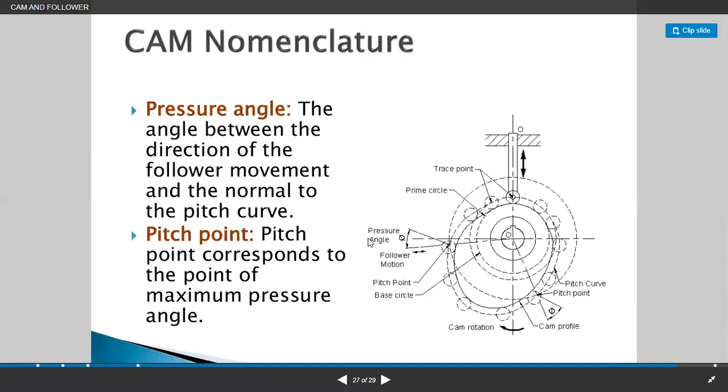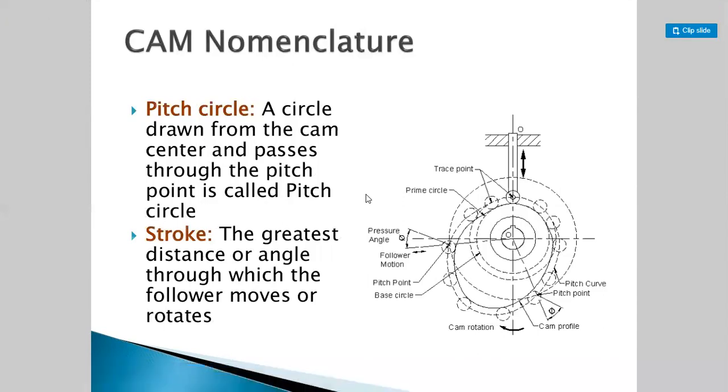Pitch point. The pitch point corresponds to the point of maximum pressure angle. Pitch circle. A circle drawn from the cam center that passes through the pitch point is called the pitch circle. And stroke. The greatest distance or angle through which the follower moves or rotates. Clear? So all the nomenclature used to design the cam is completed.